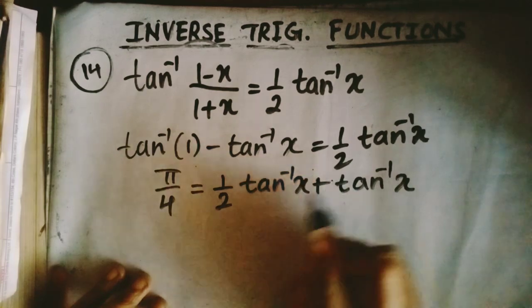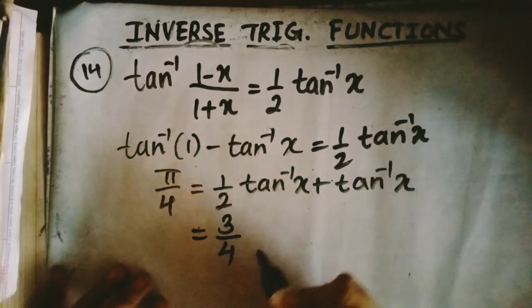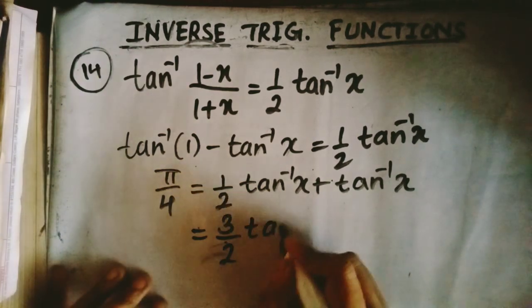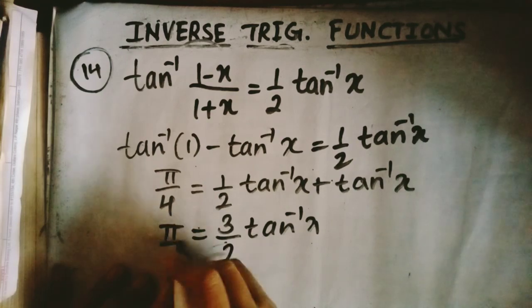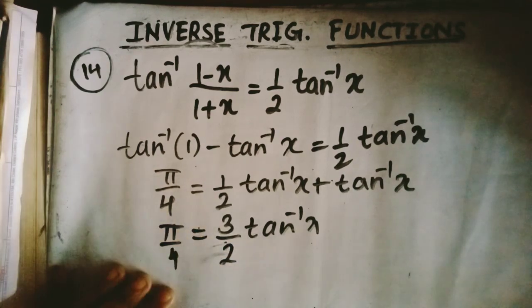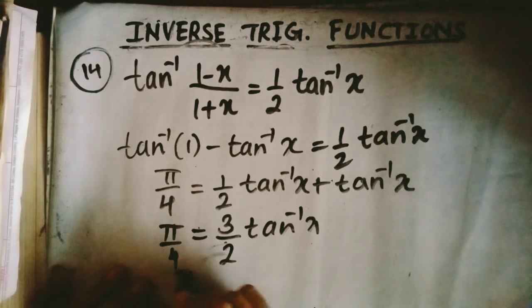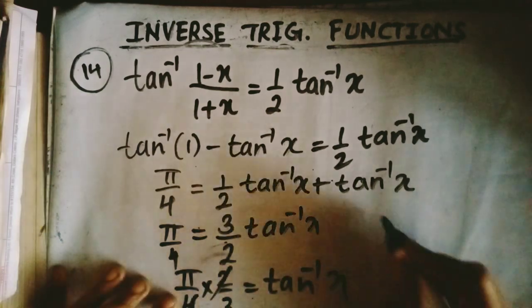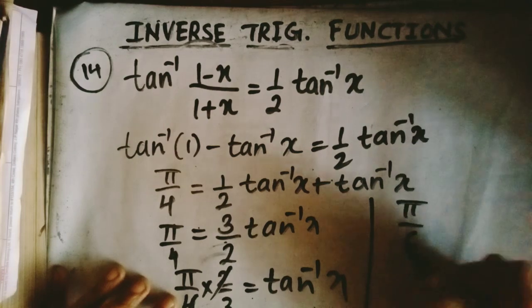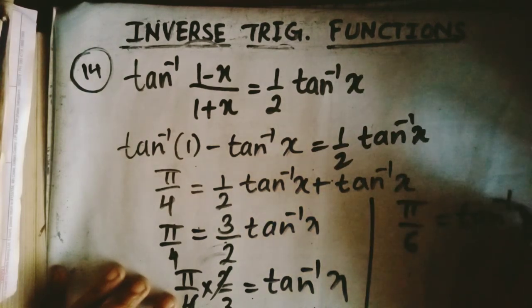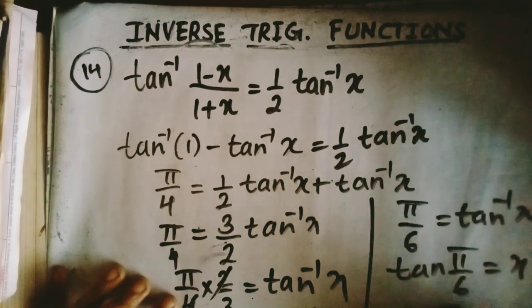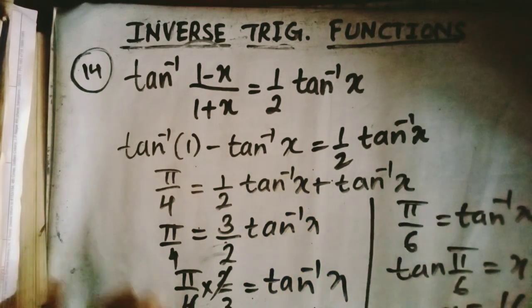So here 1 is there, cross multiplying you will get 3 by 2 tan inverse of x equal to pi by 4. So this 3 by 2 gets multiplied here, so pi by 4 into 2 by 3 equal to tan inverse of x. So 2 pi by 12, that is pi by 6, equal to tan inverse of x. So tan of pi by 6 is equal to x. So x is 1 upon root 3.